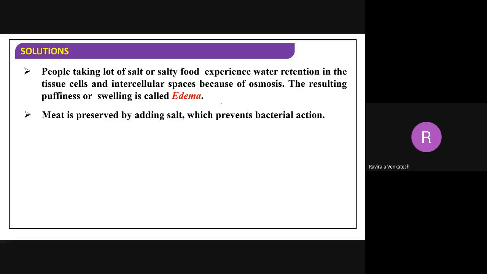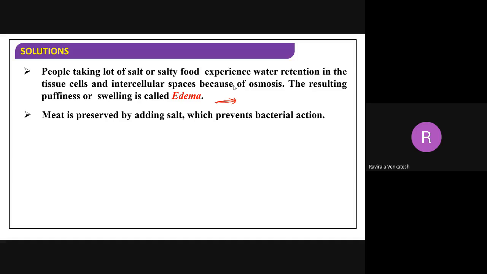For example, you went to some function. There you ate something. Huge amount of salt items here. Some biryani you ate there. Salty biryani you ate. So after half an hour, what happened? You will get thirsty. You want more amount of water.